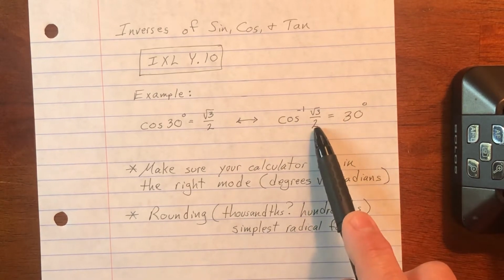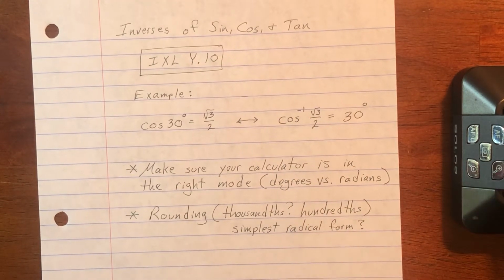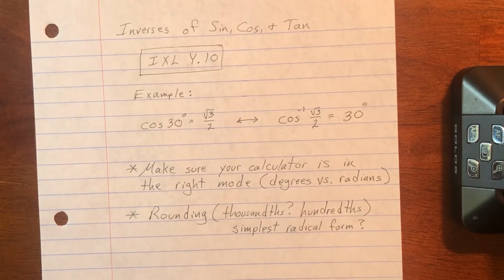So if you know what the cosine is, you can get the angle by taking the inverse cosine, or the inverse sine, or the inverse tangent. And the calculator has all these programmed into them to make it easier for you, okay?